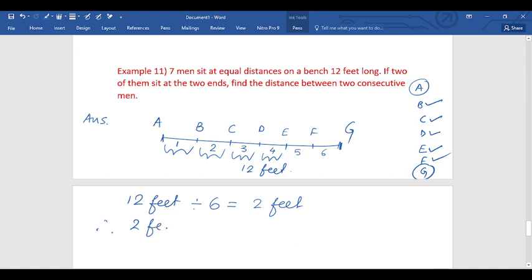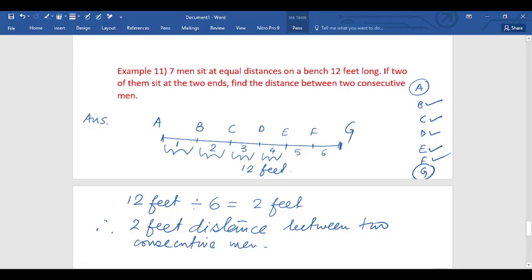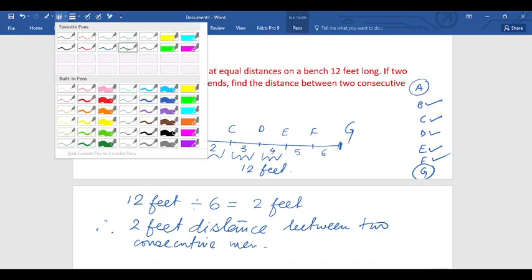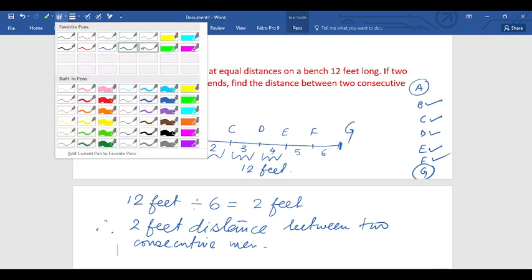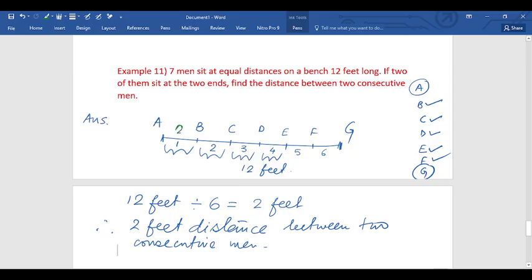Okay. So therefore 12 feet is the distance between two consecutive men. Okay, clear? That means here is 2 feet, sorry, it is 2 feet, it is 2 feet, it is 2 feet, it is 2 feet, it is 2 feet. Between these two, 2 feet.